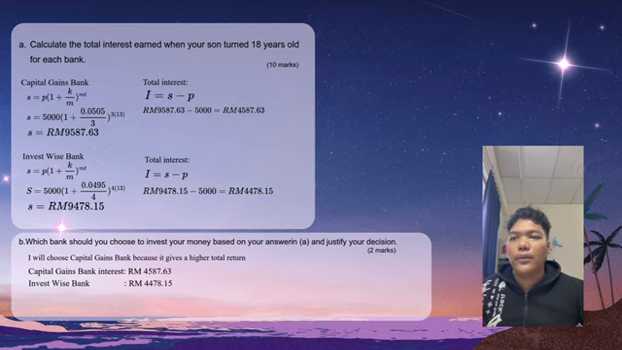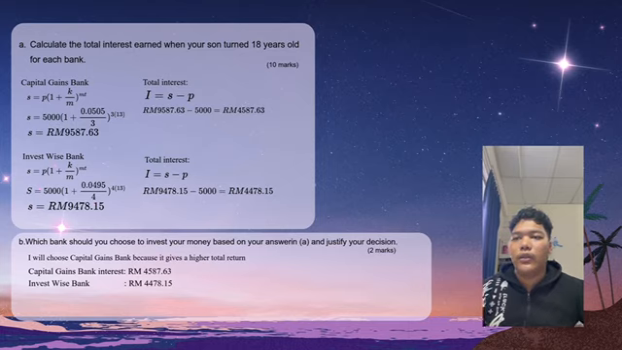We use the same formula I equals S minus P. S is 9478.50 minus P is 5000, and we got the answer for the total interest, which is RM 4478.50 for the Invest Wise Bank.